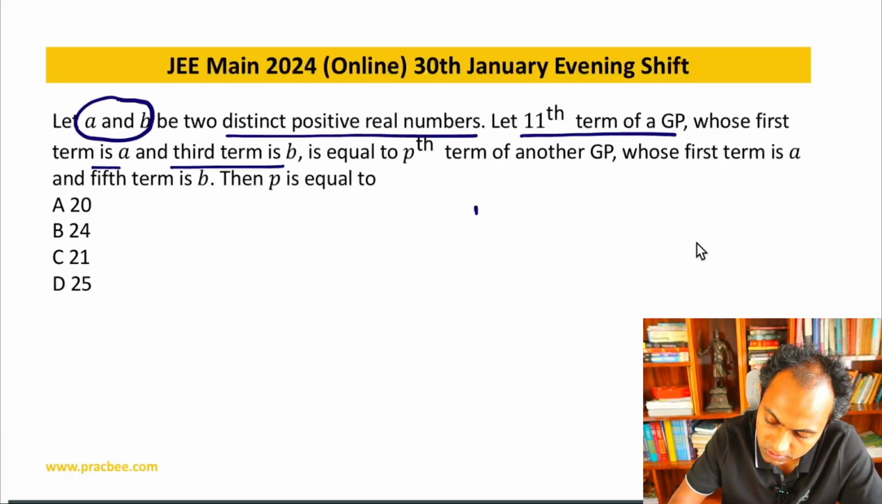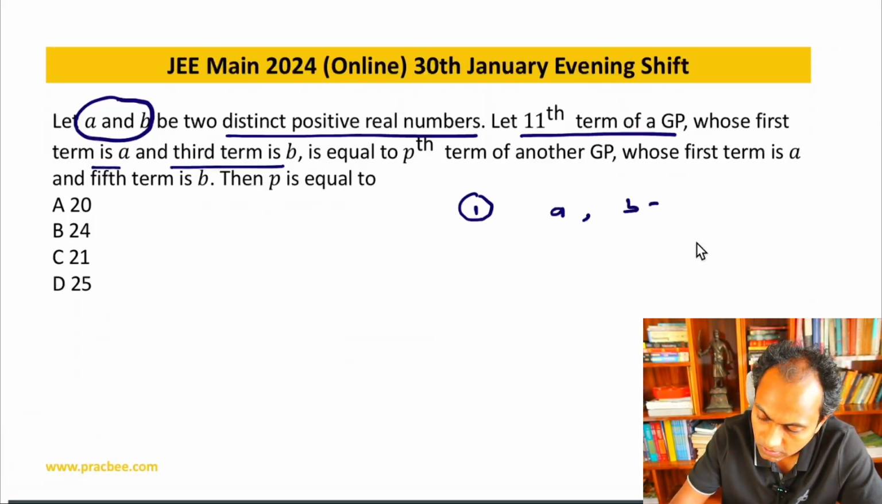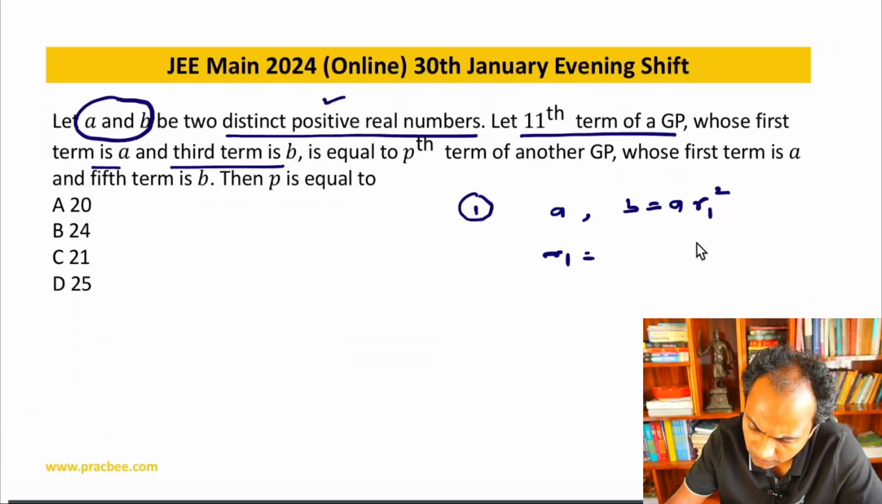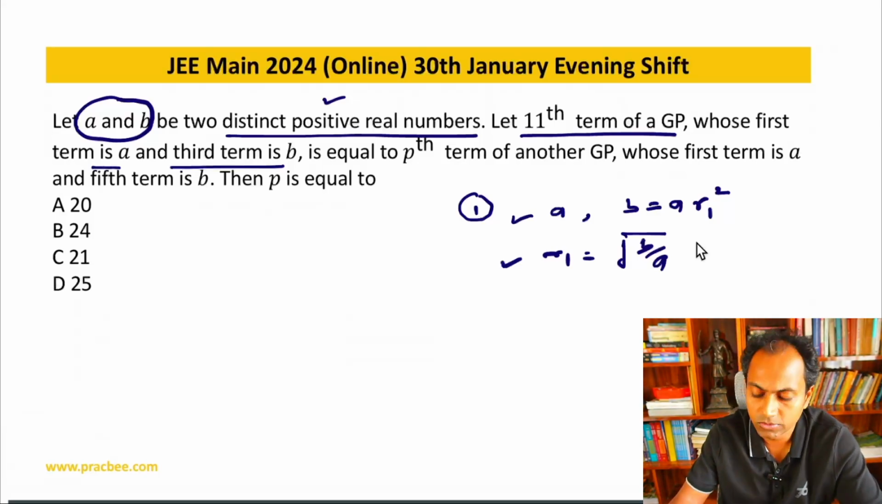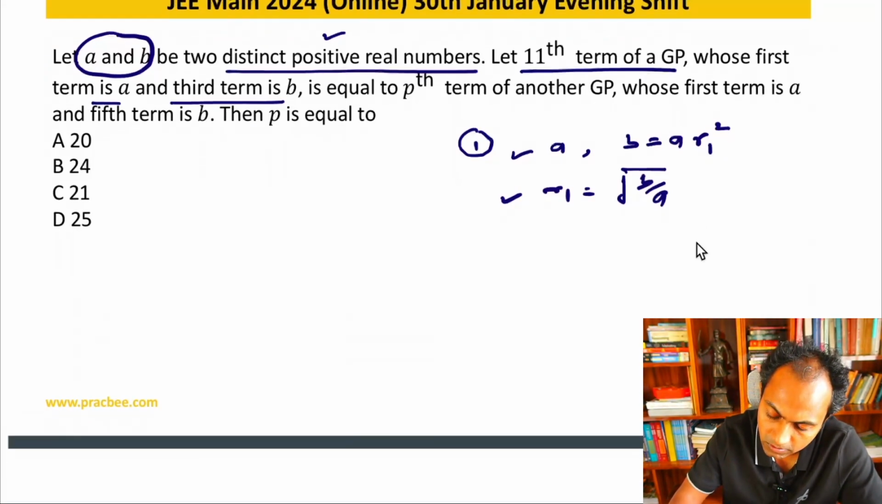If the first term is A, then A is already sorted out. But B is nothing but the third term. So if I write the common ratio as R1, the third term will become A R1 square. So from here I can get the value of R1. And since we are talking about distinct positive numbers, let us consider it positive only. So it becomes nothing but root of B by A. So you have figured out R and you have figured out A. Using this, you can figure out the 11th term. So T11, if I want to find, is nothing but A R1 raised to the power 10.